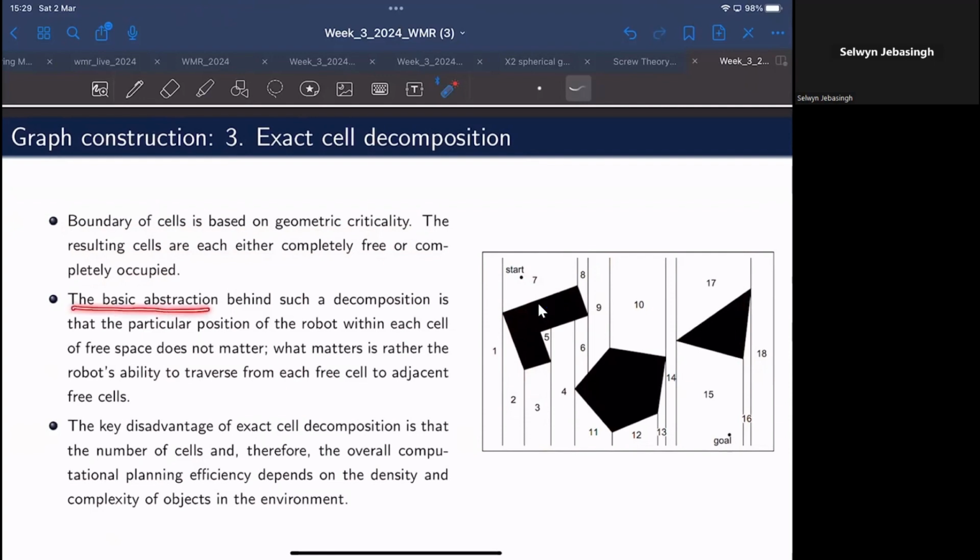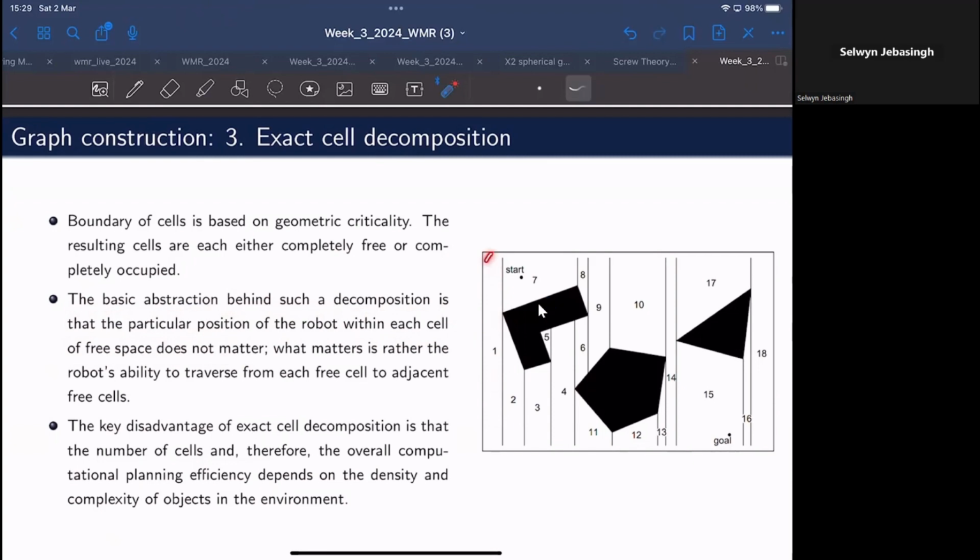So the basic abstraction behind such decomposition is that the particular position of a robot within each cell of free space does not matter. So in this case, where the robot is within this particular cell is not really a matter of concern. As long as the robot is within this cell, that is acceptable. It does not matter whether the robot is here, here, or here, or here. Does not matter.